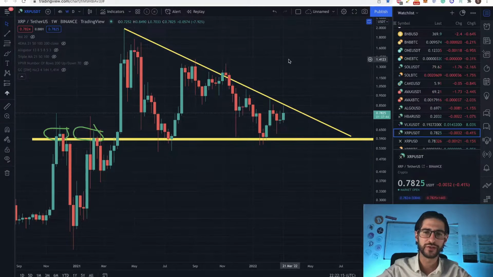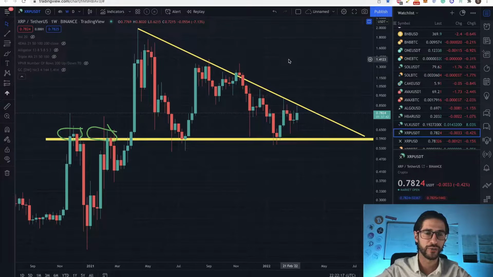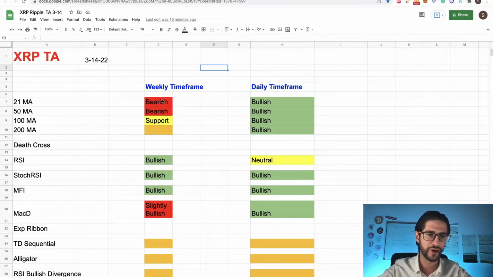But even if this is a descending triangle and it's a bearish pattern, most of the time, 65-70% of the times, it will break to the downside. It's not always the case, and not all indicators are marking bearishness. In the weekly time frame, we are bearish between the 21 and the 50 moving average. We are below that, and we are holding support on the 100 moving average.